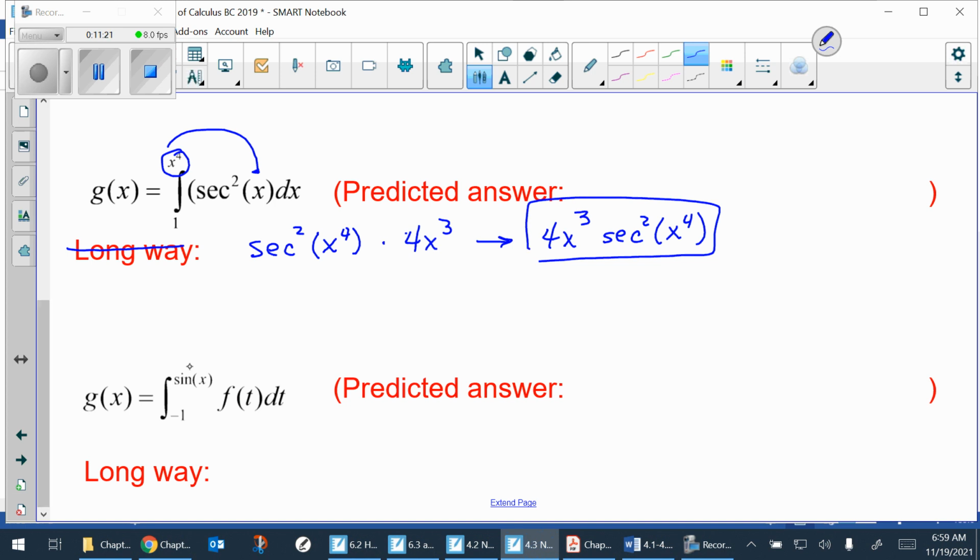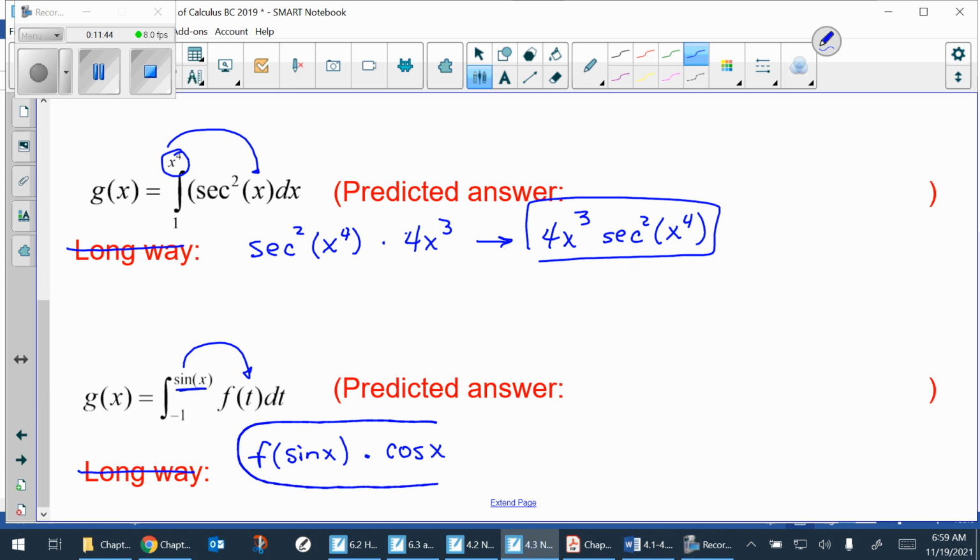Down here, I'm dropping this in place of the variable. I'm not doing this the long way. I'm going to call this f of psi of x. And let's multiply that by the derivative of what we dropped in there, cosine of x. Whatever that is.